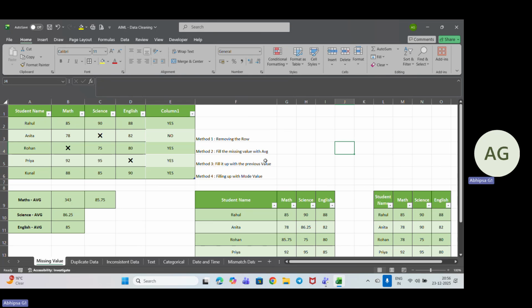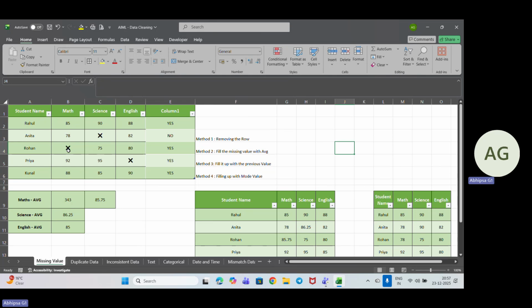Next, fill it up with the previous value. This we can do in case of a timetable, right? Suppose the date column value is not available, in that case we will just forward fill it. So suppose this is the date and it is not available, so I'll just take the above value and fill it here. So we'll use forward filling for this.